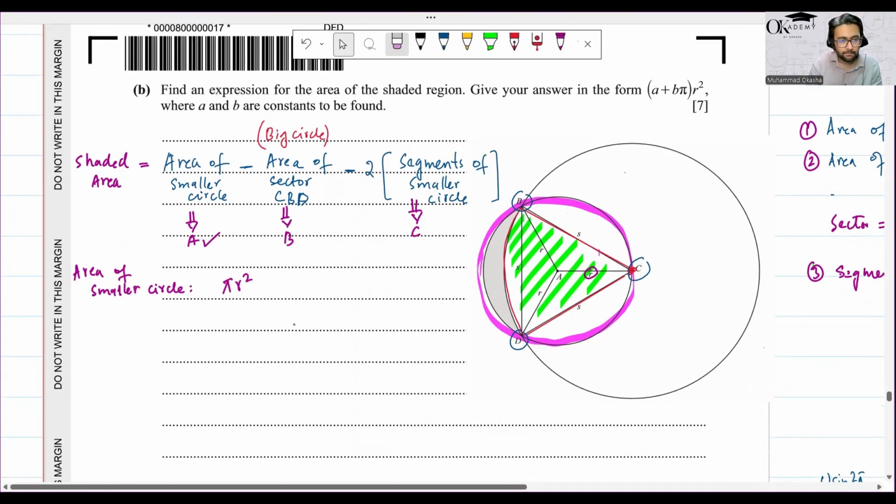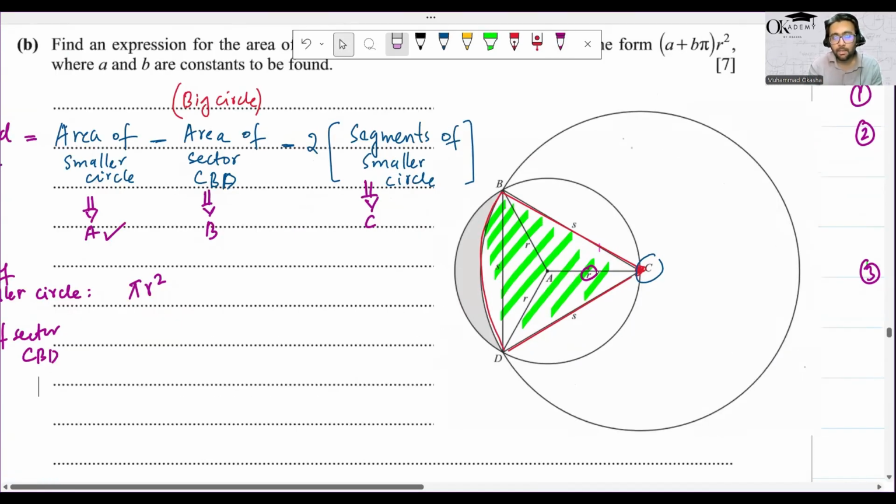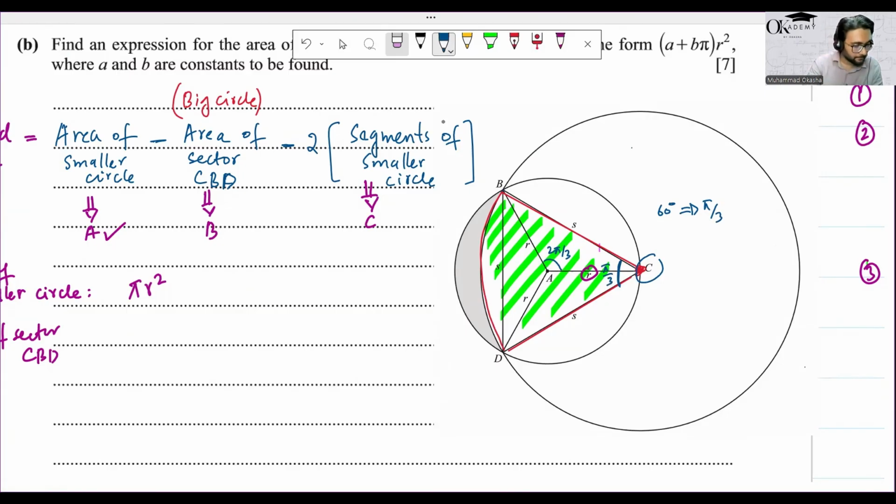Area of a sector CBD. We're talking about the bigger sector. Now, I hope you remember that in the last question, we worked out that this angle was 2 pi by 3, which is 120 degrees. This was 30 degrees, this was 30 degrees. If you add two 30s, you're going to get 60 degrees, which is the same thing as pi by 3. So I'm going to take this angle as pi by 3.